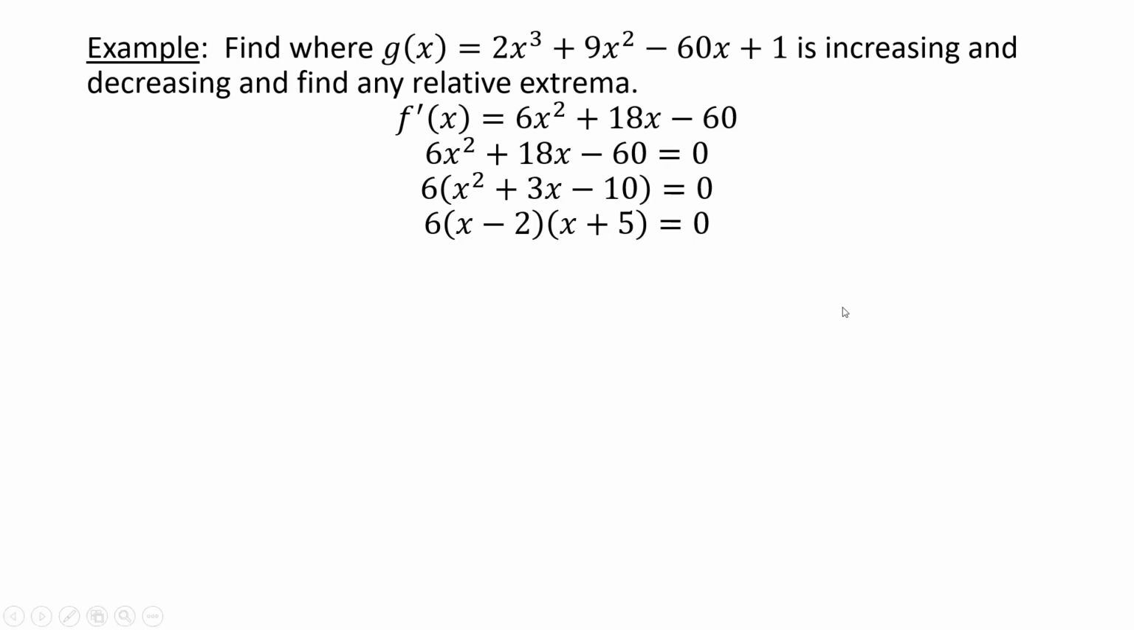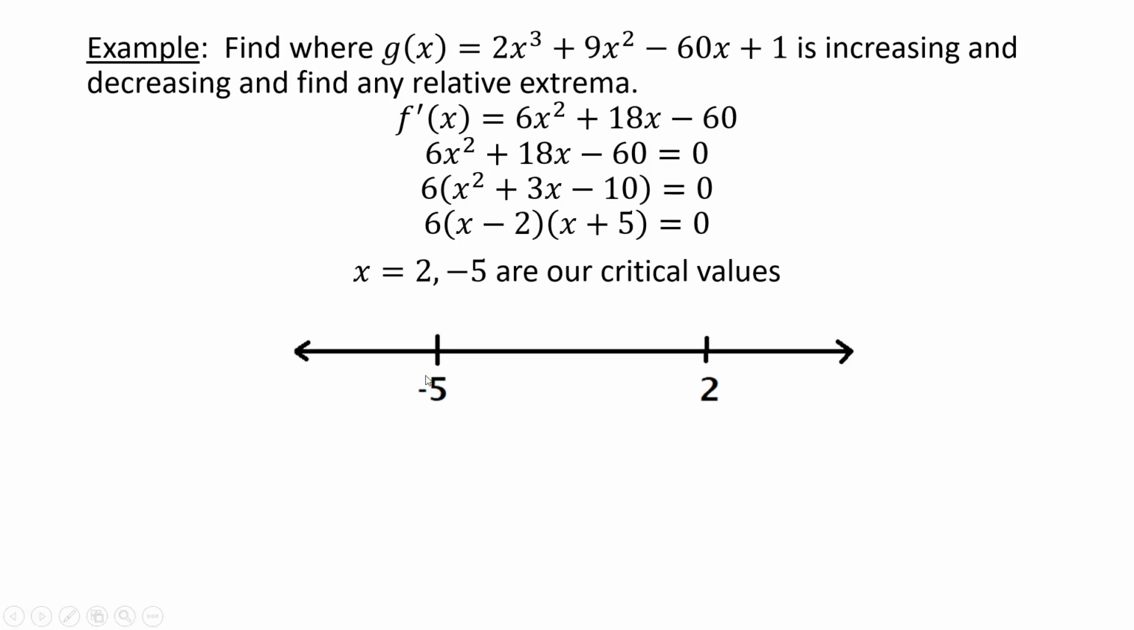And that gives me a critical value when I set it equal to 0. 6 is never going to be equal to 0, so we ignore it. X minus 2 equals 0 gives me 2. X plus 5 equals 0 gives me negative 5. So here I have two critical values, 2 and negative 5. When I label my number line, I have to label them in order. Negative 5 comes before 2.